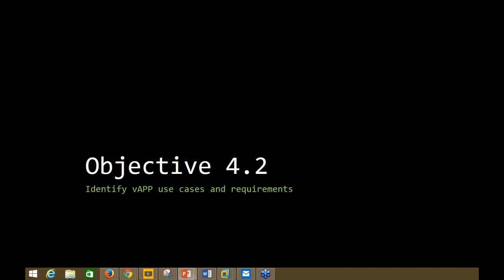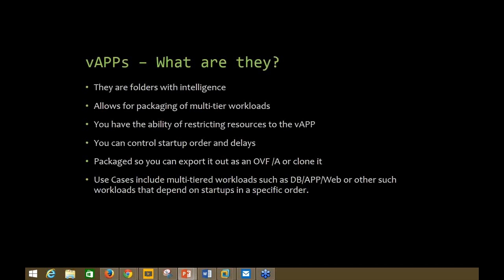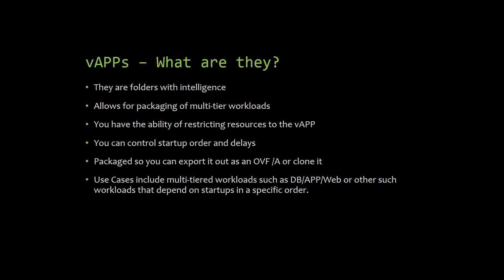And we'll move into Objective 4.2, which, fittingly enough, is identifying vApp use cases and requirements. So what is a vApp exactly? A vApp is roughly a folder with intelligence. It allows the packaging of virtual machines that you can compartmentalize and manage as a unit, or you can take multiple VMs together and export them out as a vApp to share with other locations or even other companies.